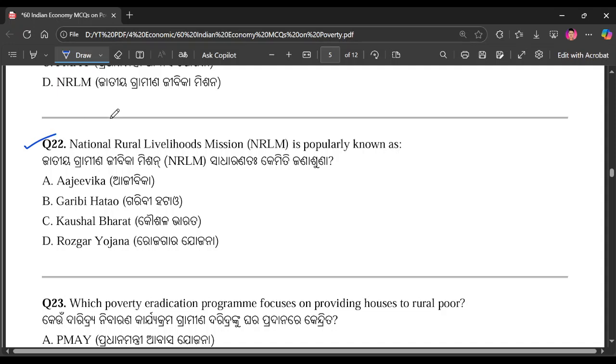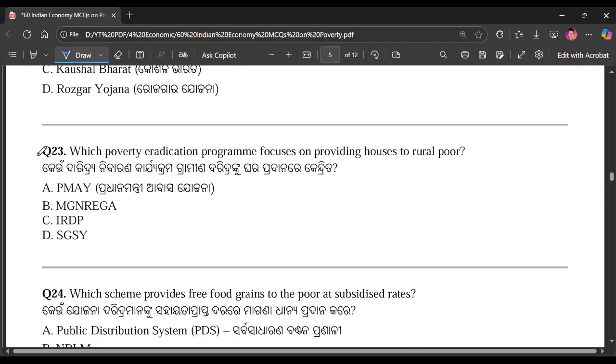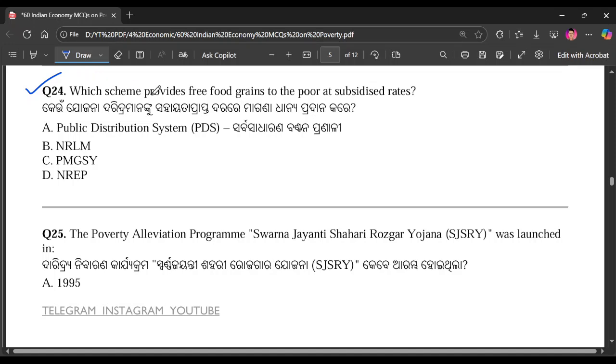Question number 22. National Rural Livelihood Mission is popularly known as. Right answer is option number A. Question number 23. Which poverty reduction program focuses on providing houses to the rural poor? Right answer is option number A. Question number 24. Which scheme provides food grains to the poor at subsidised rates? Right answer is option number A.